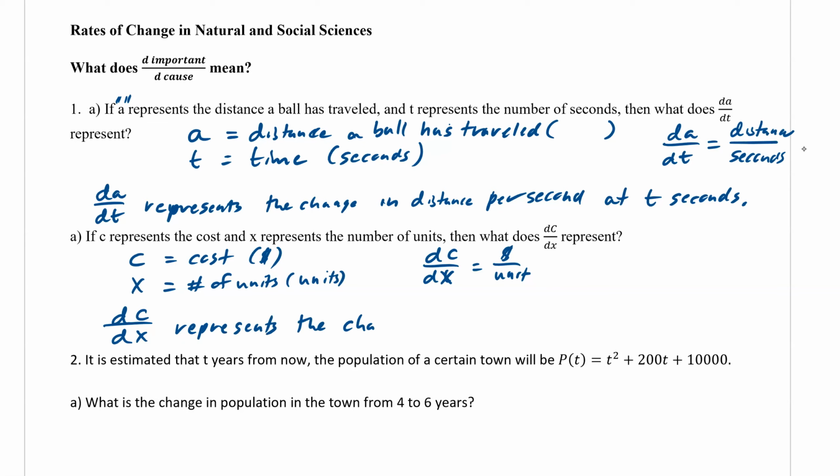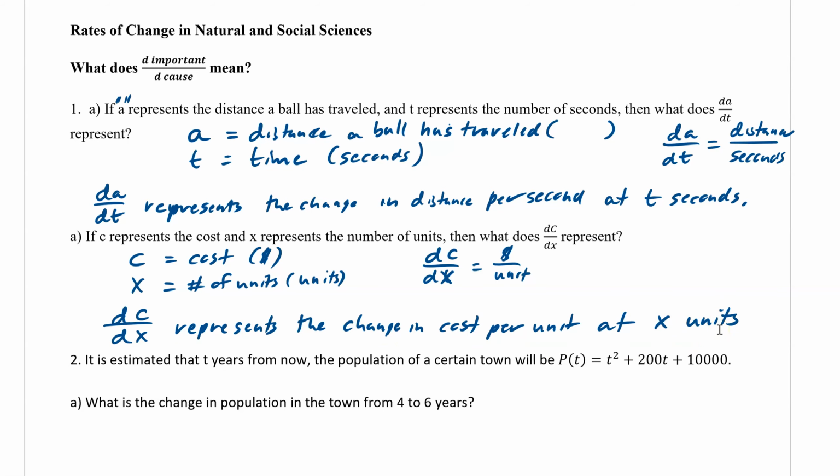the change, and again, if you notice the last one, A was the distance, but it's the change in distance per second. This would be the change in cost per unit at x units. So again, you would plug in like 10 units and it would tell you the change in cost per unit at that many units.